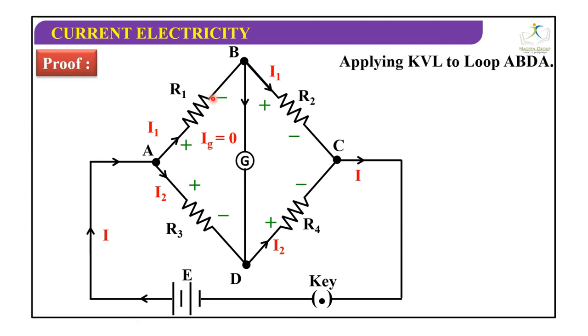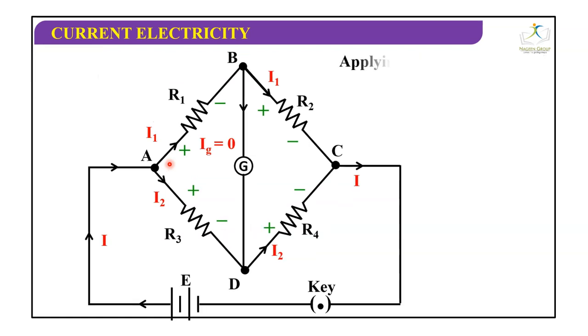Apply KVL on the loop ABDA. We are moving in the same direction as the current, so minus I1 R1, then plus I2 R3, as we are moving in the opposite direction of the current, so I'm taking it positive, is equal to 0. Next, we can write I1 R1 is equal to I2 R3.